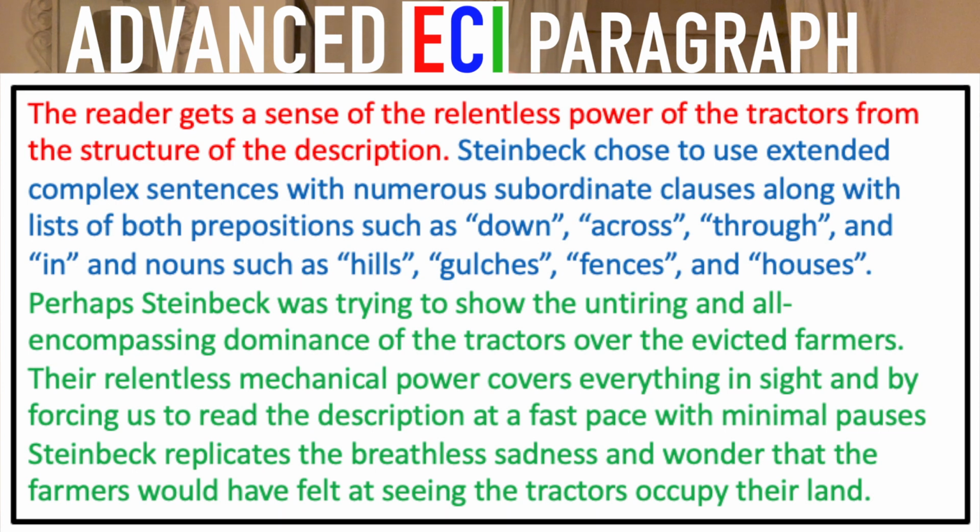The second one: the reader gets a sense of the relentless power of the tractors from the structure of the description. Steinbeck chose to use extended complex sentences with numerous subordinate clauses, along with lists of both prepositions, such as down, across, through and in, and nouns, such as hills, gulches, fences and houses. Perhaps Steinbeck was trying to show the untiring and all-encompassing dominance of the tractors over the evicted farmers. Their relentless mechanical power covers everything in sight, and by forcing us to read the description at a fast pace with minimal pauses, Steinbeck replicates the breathless sadness and wonder that the farmers would have felt at seeing the tractors occupy their land.